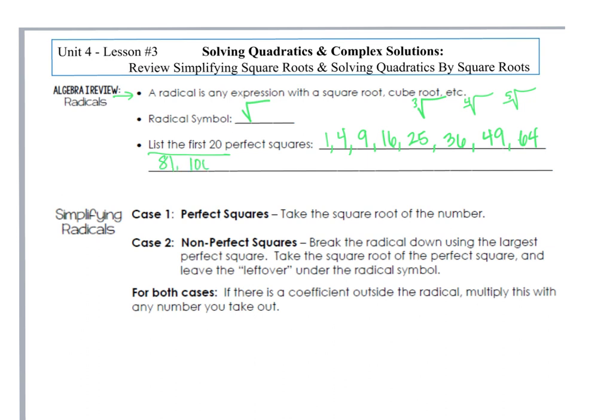10 squared is 100. 11 squared is 121. 12 squared is 144. 13 squared is 169. 14 squared is 196, very similar. 15 squared is 225. 16 squared is 256. 17 squared is 289. Then we have 18 squared, which is 324. 19 squared is 361. And 20 squared, 20 times 20, is 400. So that's just a list of our first perfect squares.